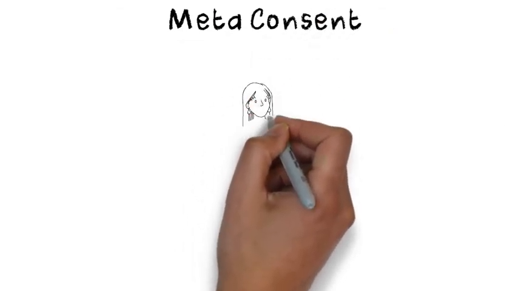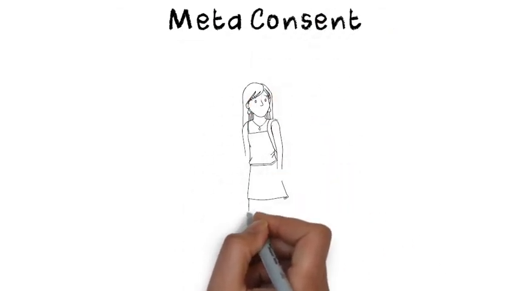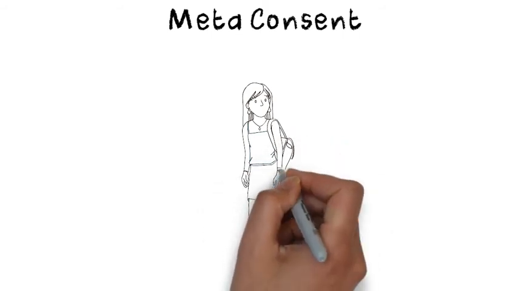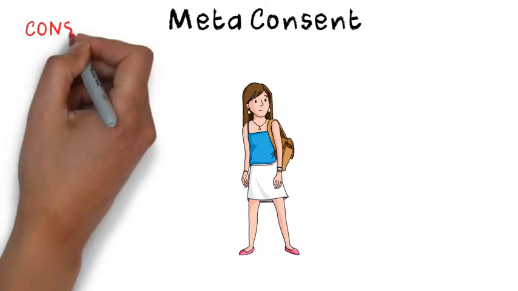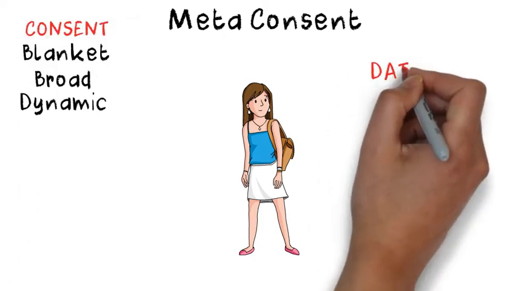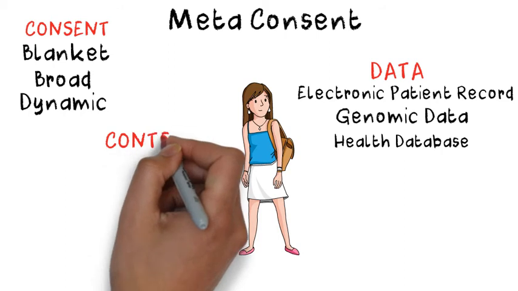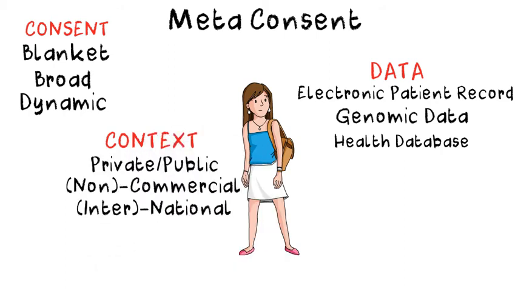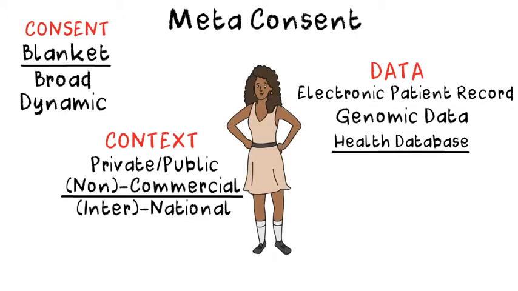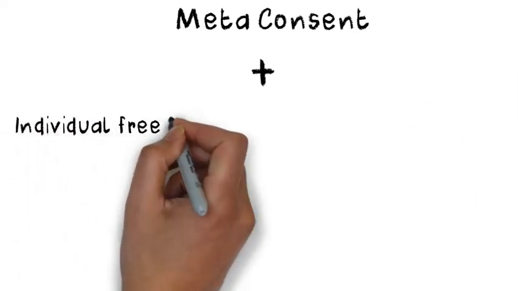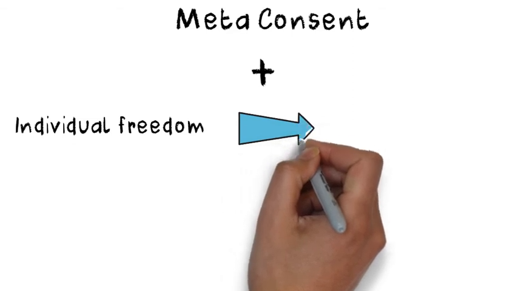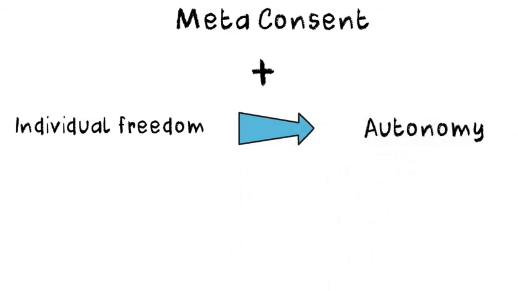Meta-consent is a relatively new form of consent. In this form of consent, participants decide how they want to consent to biobank research. They can choose what type of consent they would prefer to give, for what type of data, and for what contexts. This is a way to ensure a completely individual consent procedure. The participant can choose how often he wishes to be recontacted. Because participants are completely free in their individual choices, they have more autonomy.